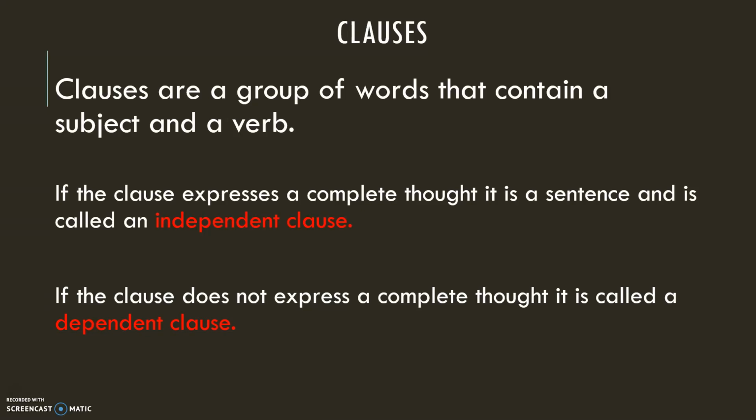Clauses. Clauses are a group of words that contain a subject and a verb. If the clause expresses a complete thought, it is a sentence and could be called an independent clause. If the clause does not express a complete thought, it is called a dependent clause. It depends on something else to make it whole.